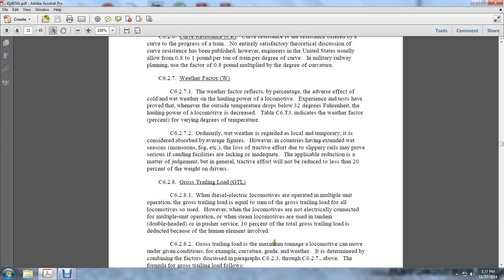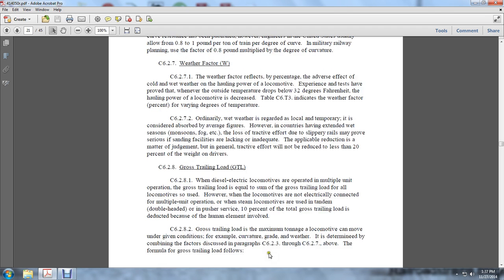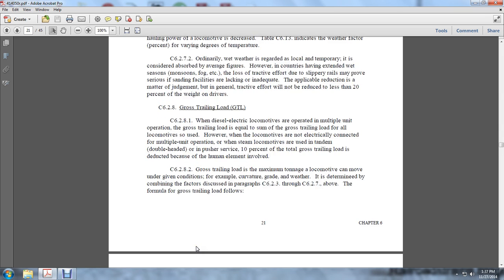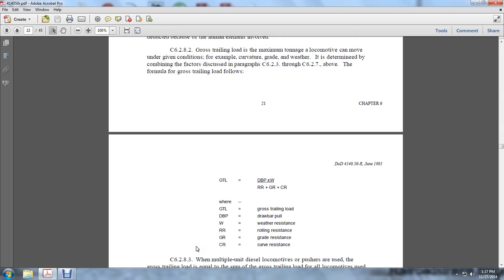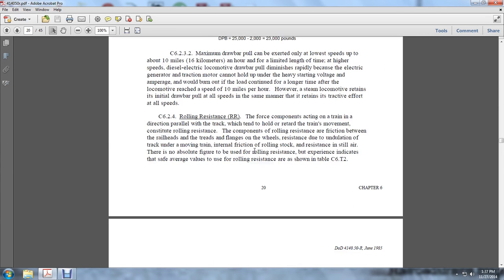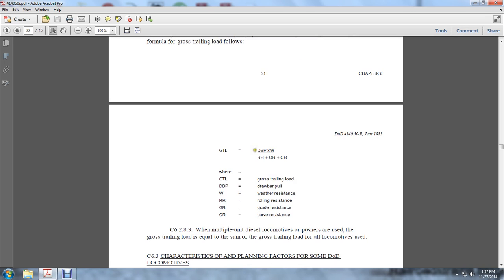The gross training load is the maximum tons a locomotive can move under the conditions, for example curvature, grade, and weather, and is determined from the combined factors discussed in Chapters 623 through 627 above. The formula for gross trailing load is as follows. The gross trailing load is the draw bar pull times the weight, over the rolling resistance plus the grade resistance plus the curvature resistance.